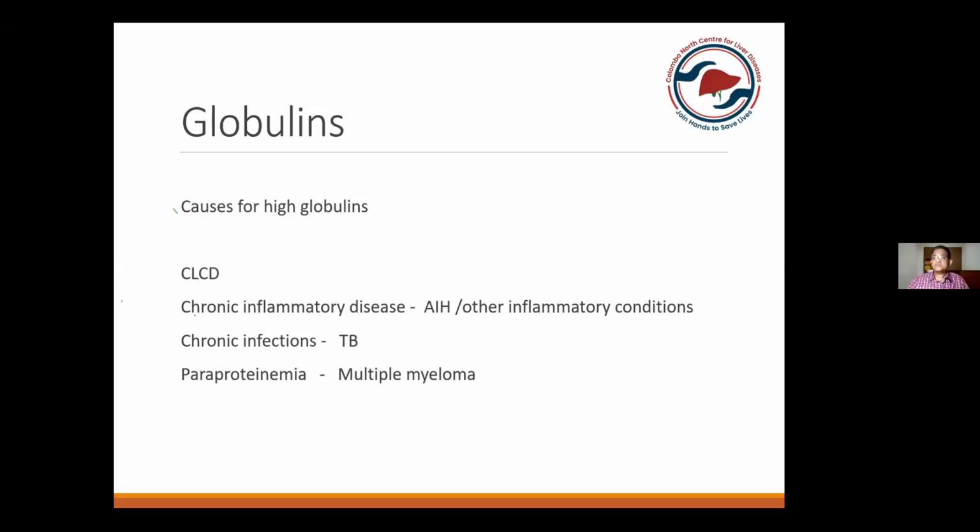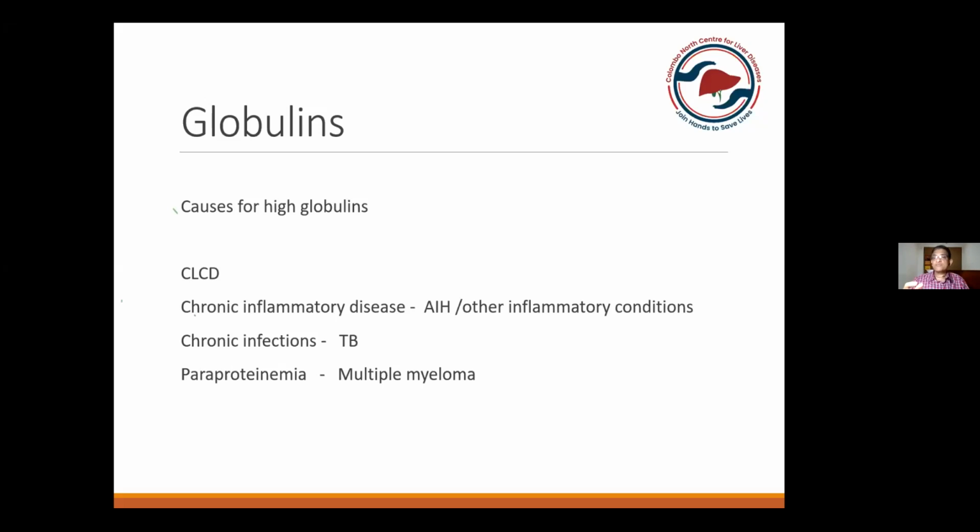It could well be multiple myeloma in an elderly patient, or if the liver functions are also abnormal but there are no features of cirrhosis, it could well be autoimmune hepatitis. You should be alert to these signals to make a diagnosis, although it may not be directly related to the liver.